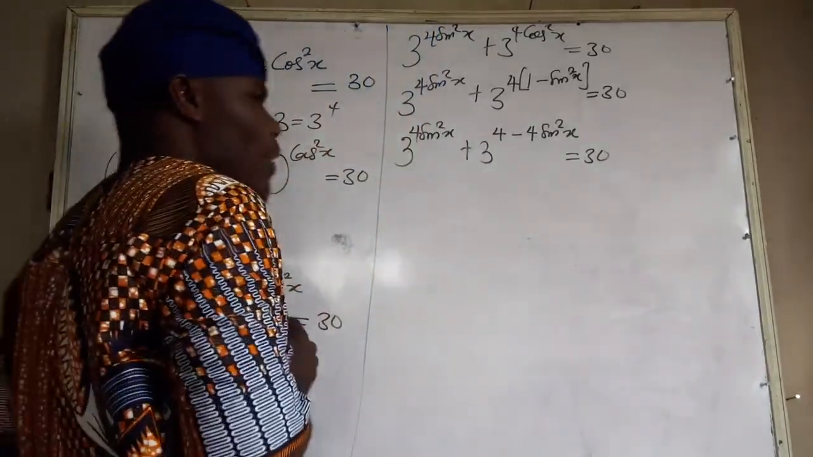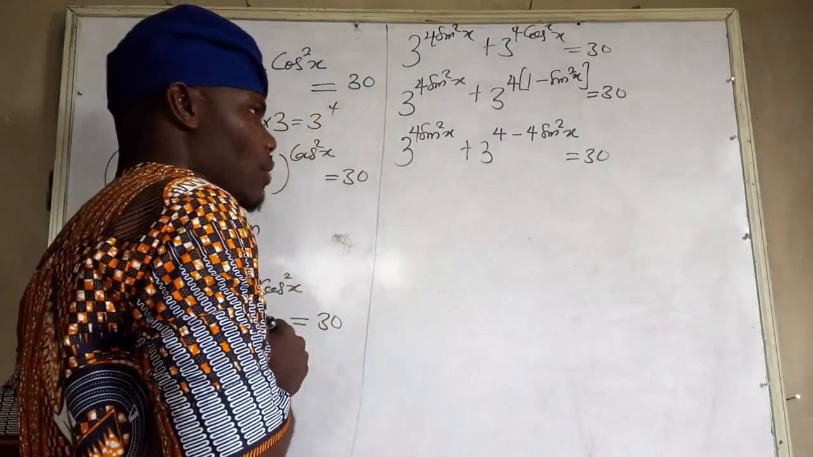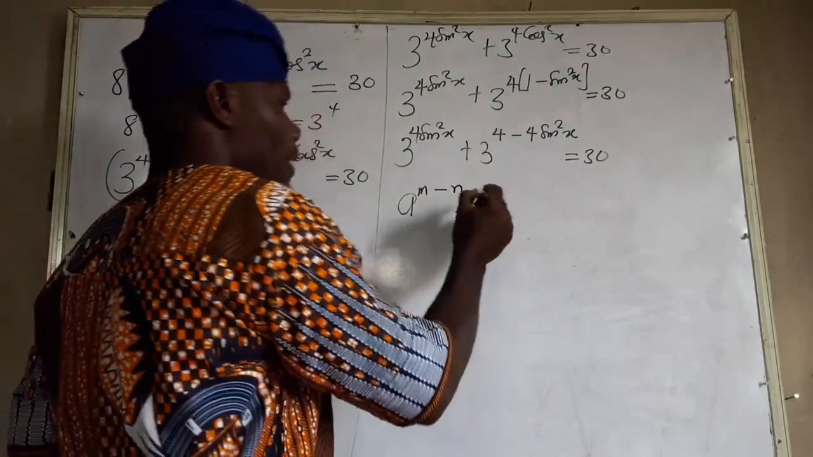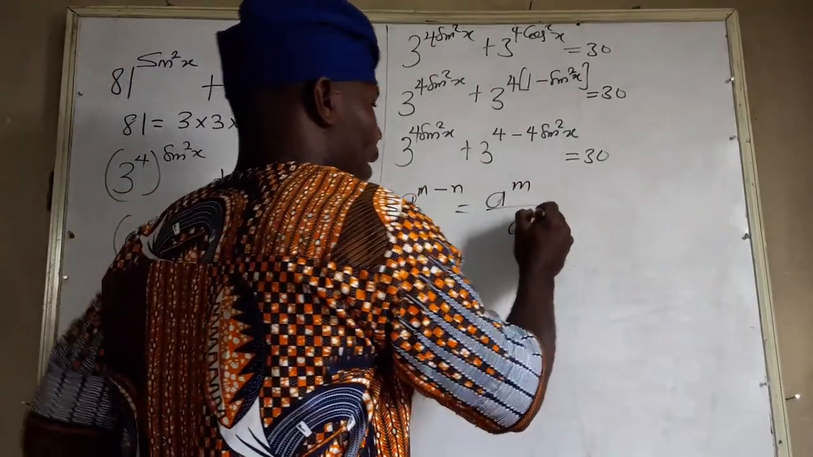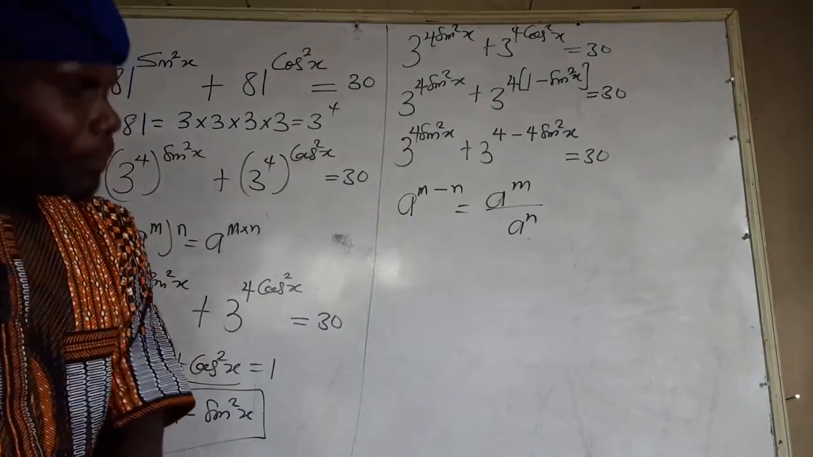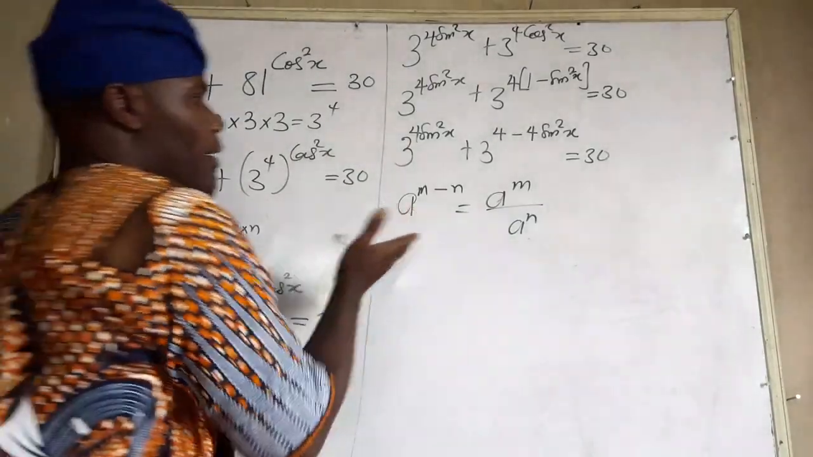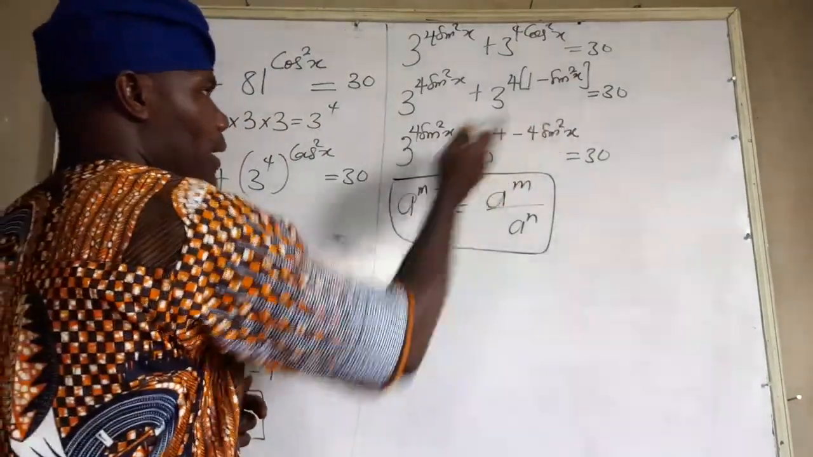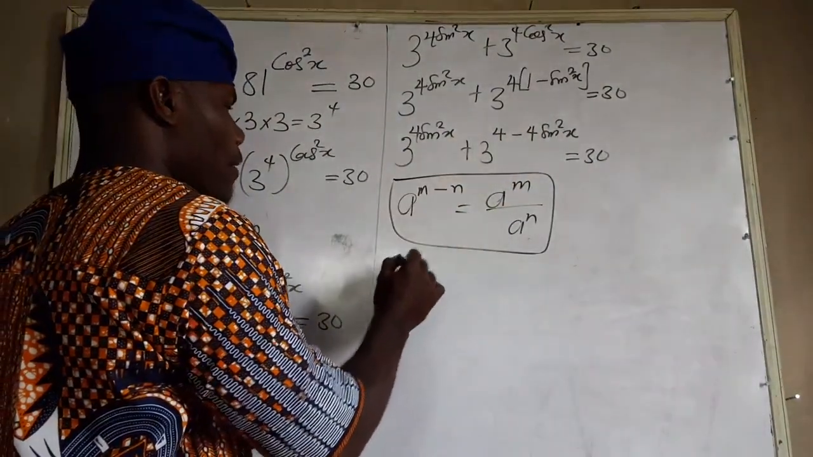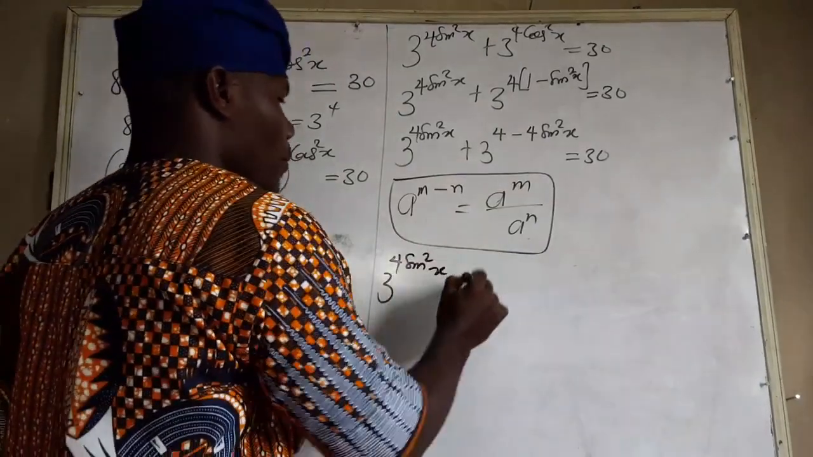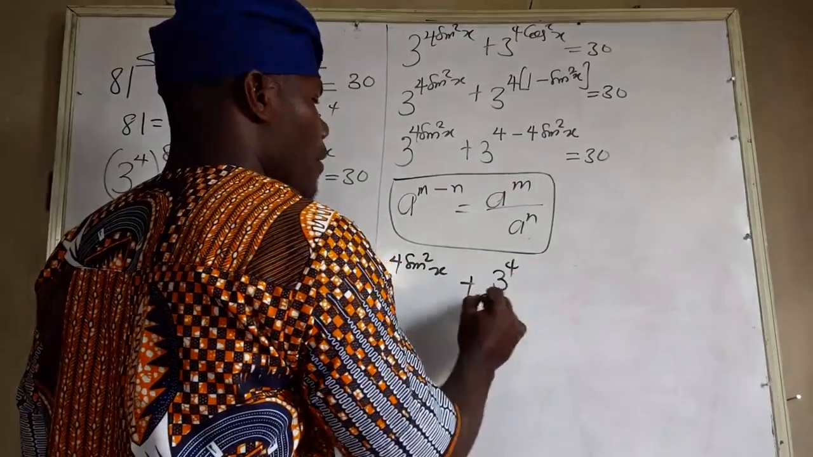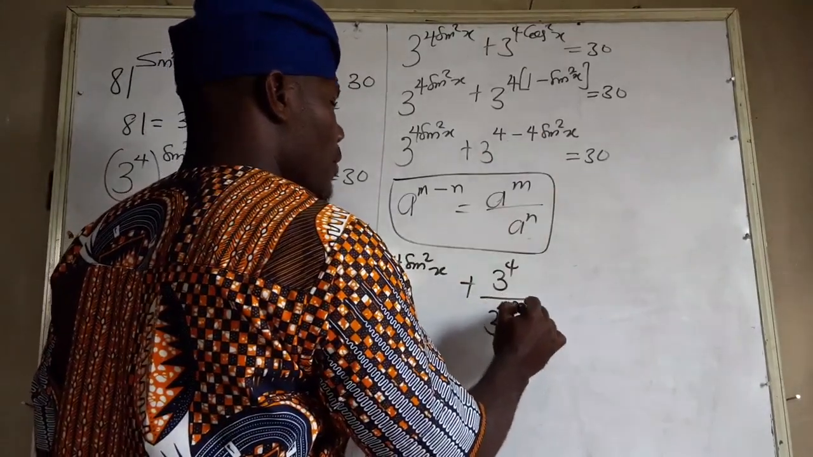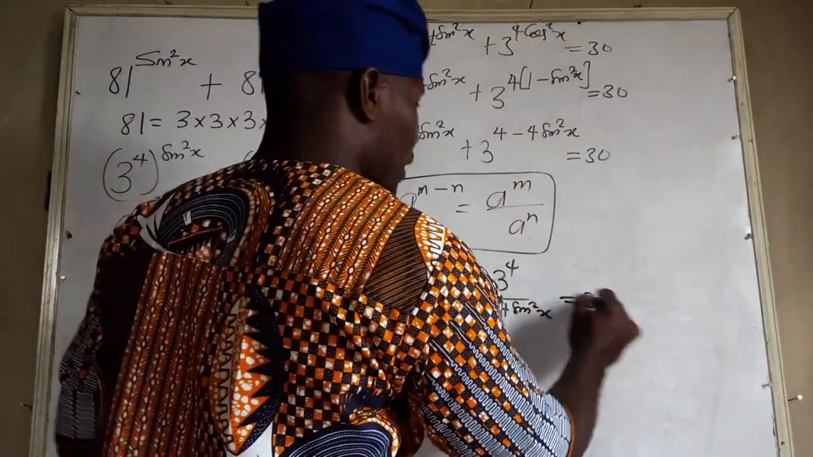Now, there's another law of indices which lets us know that a raised to power m minus n can be written as a raised to power m divided by a raised to power n. So let's obey this rule here. We have 3 raised to power 4 sine square x plus 3 raised to power 4 over 3 raised to power 4 sine square x is equal to 30.